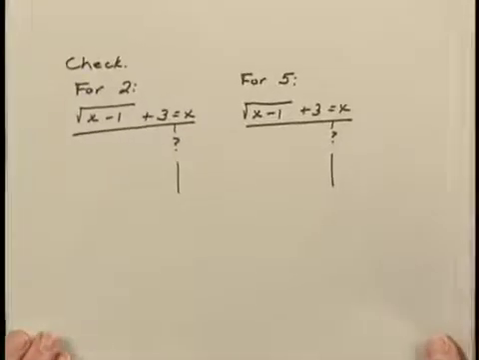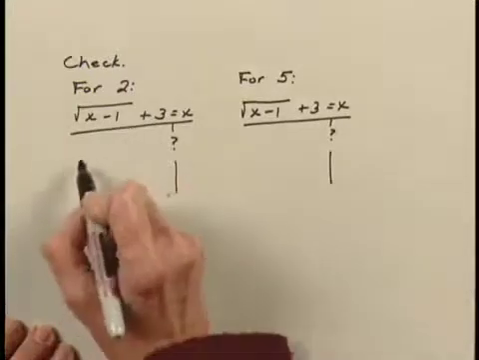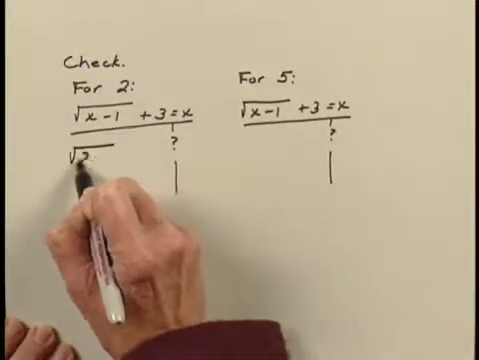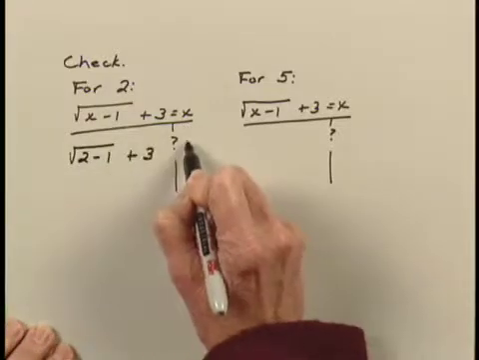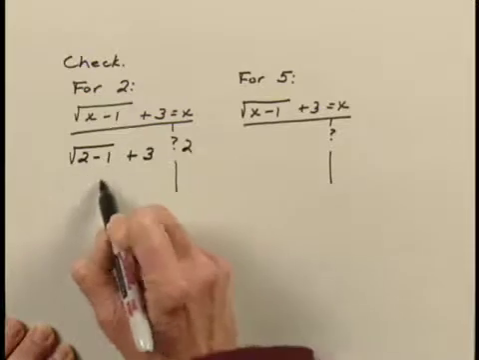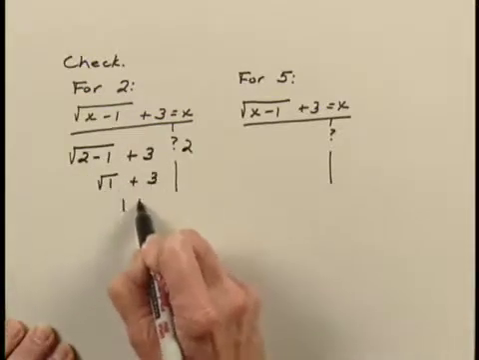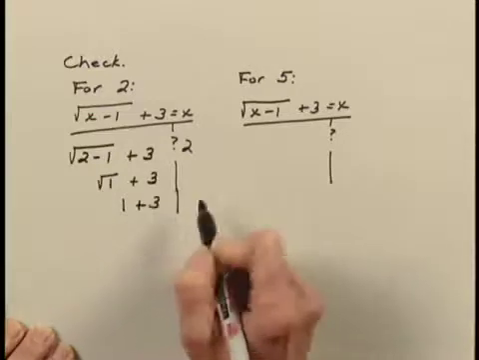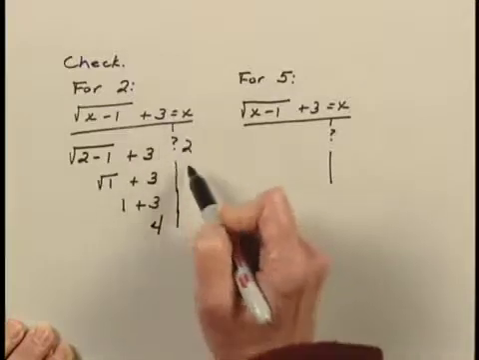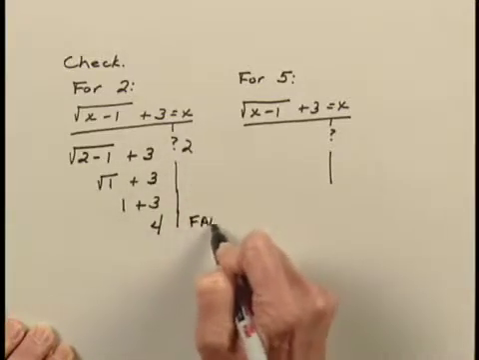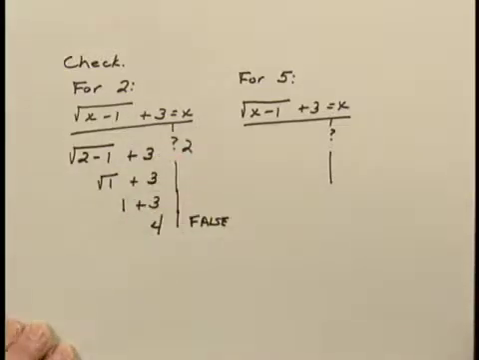So let's do that. First of all, we'll check when x is 2. I'm going to substitute 2 for x. I'll have the square root of 2 minus 1 plus 3 on the left, and on the right side I'll have 2. 2 minus 1 is 1, so this is the square root of 1 plus 3. The square root of 1 is 1. So on the left-hand side I have 1 plus 3, or 4, and this says 4 equals 2, and that's a false statement. So we know that 2 cannot be a solution of the equation.